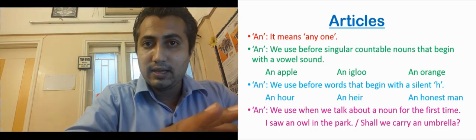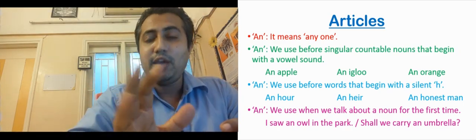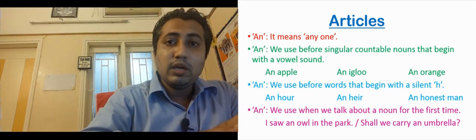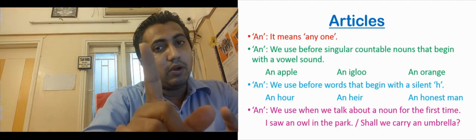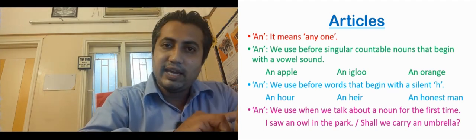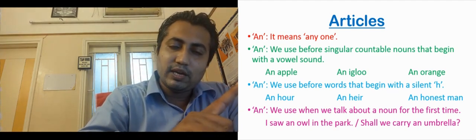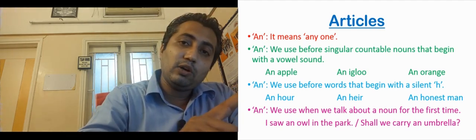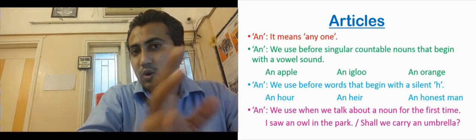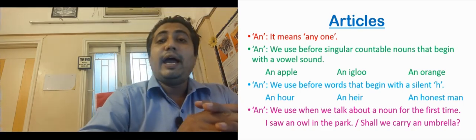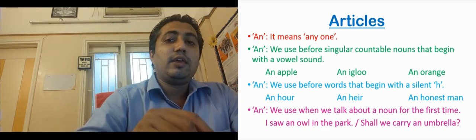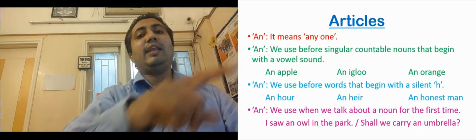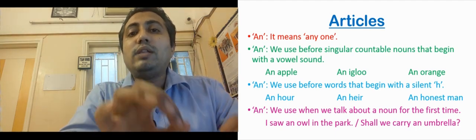An eraser, an apple. Okay, so we use an only before countable nouns, and that too when the countable nouns are singular. जैसे a था, वैसे ही countable nouns के सामने यूज होता है, और singular है तभी यूज होगा। And there is a change: a was used before a consonant sound, but an is used before a vowel sound.